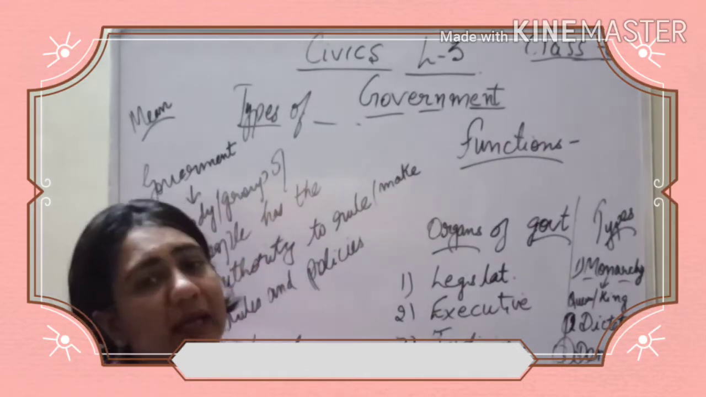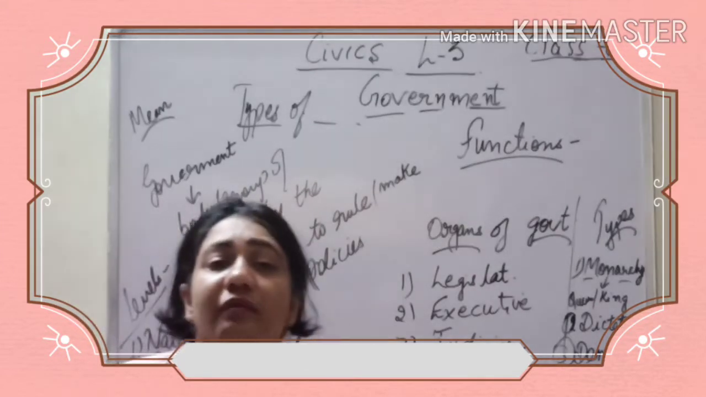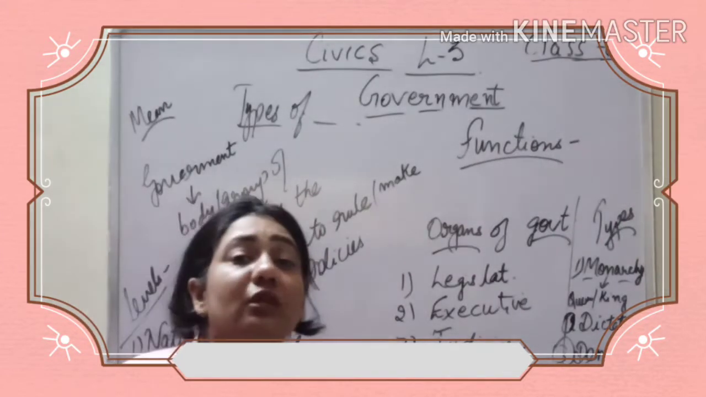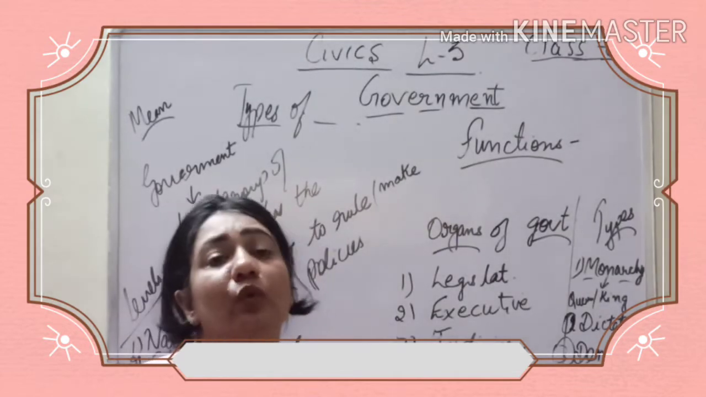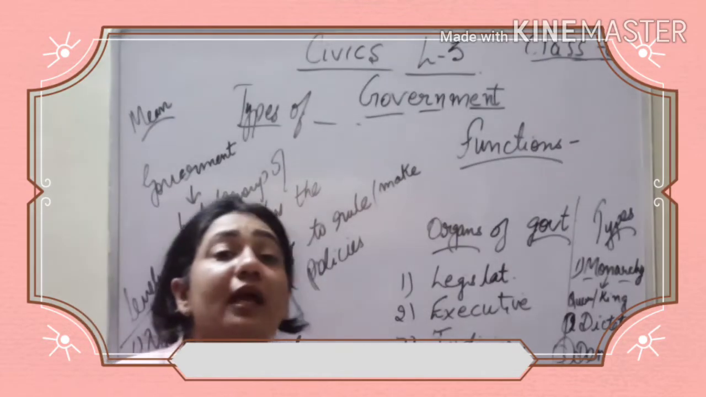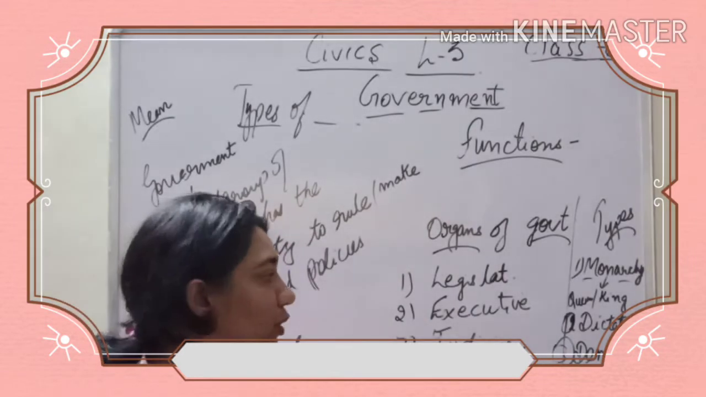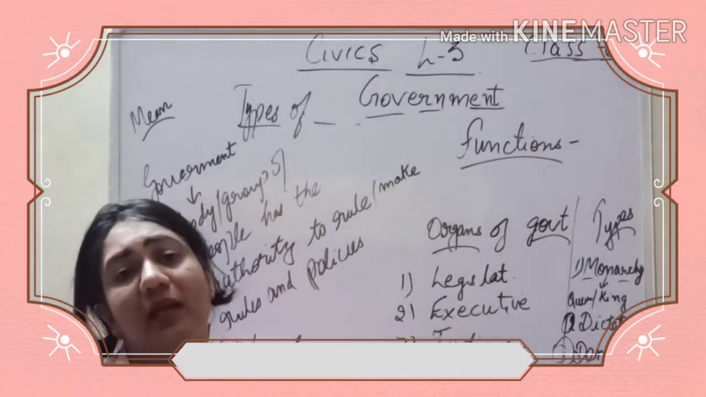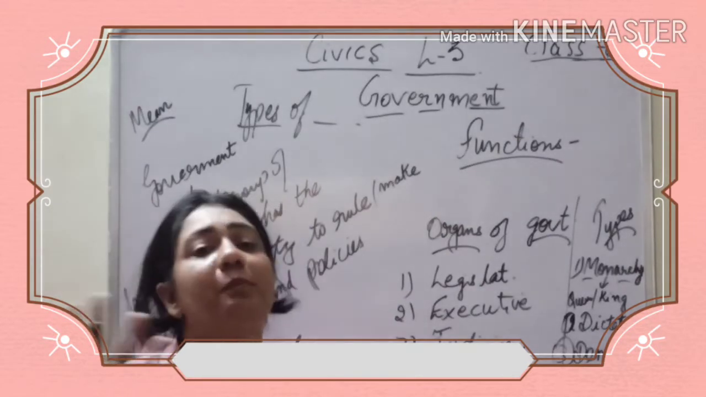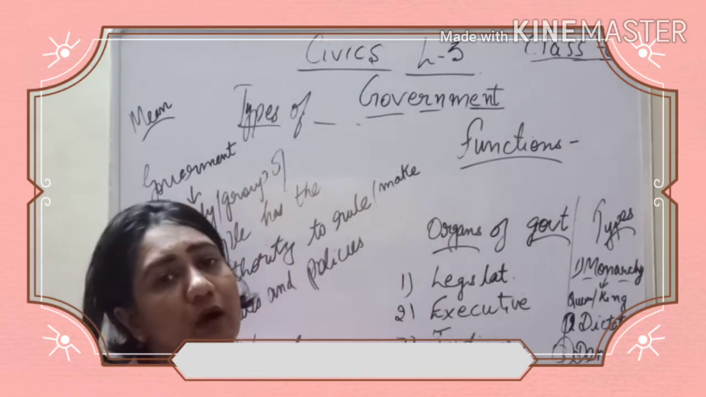Yes, we have parliamentary form of government. We have the Rajya Sabha, the Lok Sabha. So the members of the parliament, they make rules and laws for us, and they are the representatives that have been elected by people only. So democratic form of government is the government which is of the people, by the people and for the people.